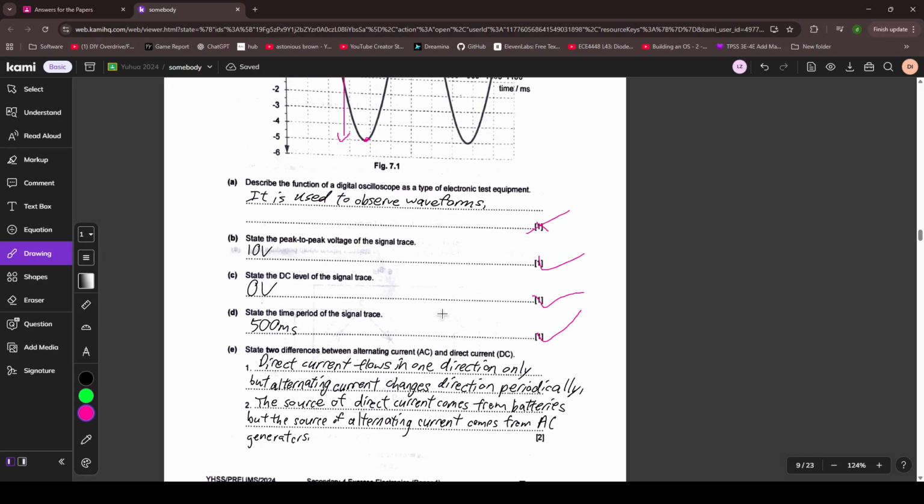State 2 differences between AC and DC. Direct current flows in one direction only, but alternating current changes direction periodically. Let's put a pin in that. I'm not sure about the usage of the word direction, but let's see. The source of direct current comes from batteries, but the source of alternating current comes from AC generators. I don't know if I like that answer.